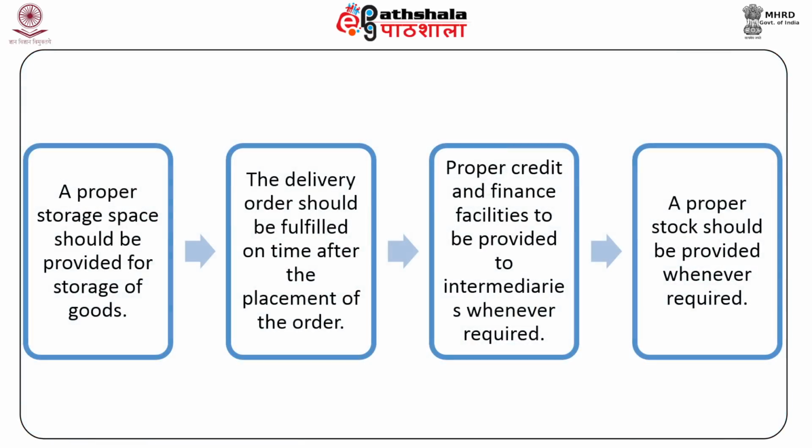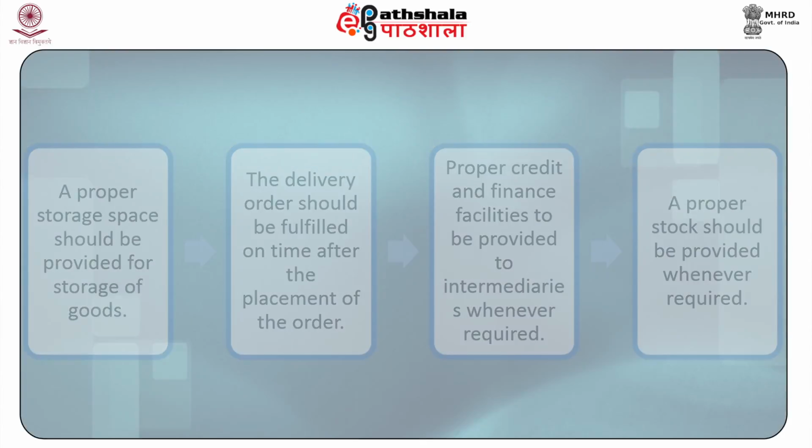1. A proper storage space should be provided for storage of goods. 2. The delivery order should be fulfilled on time after the placement of the order. 3rd, proper credit and finance facilities to be provided to intermediaries whenever required. 4th, a proper stock should be provided whenever required.